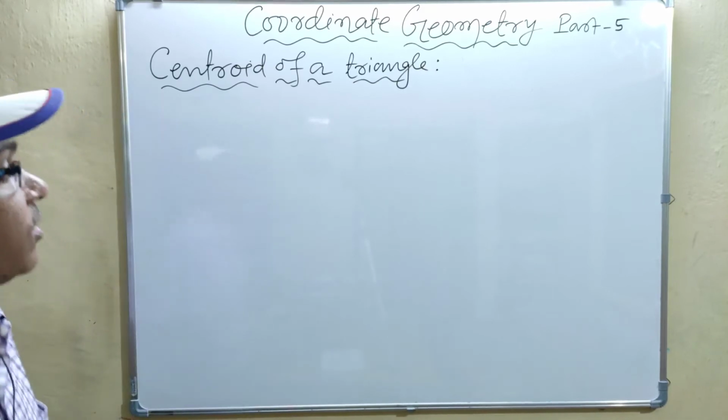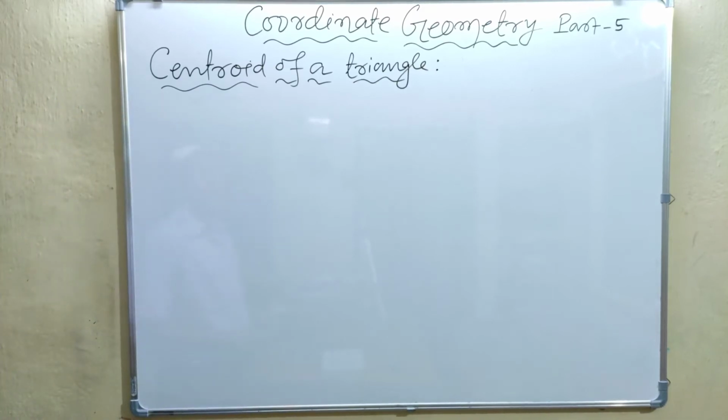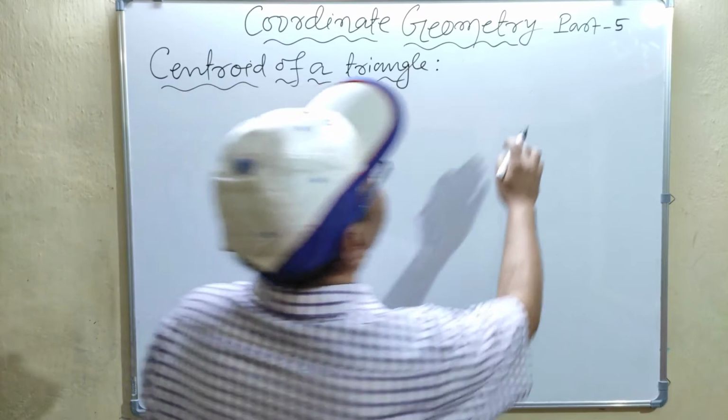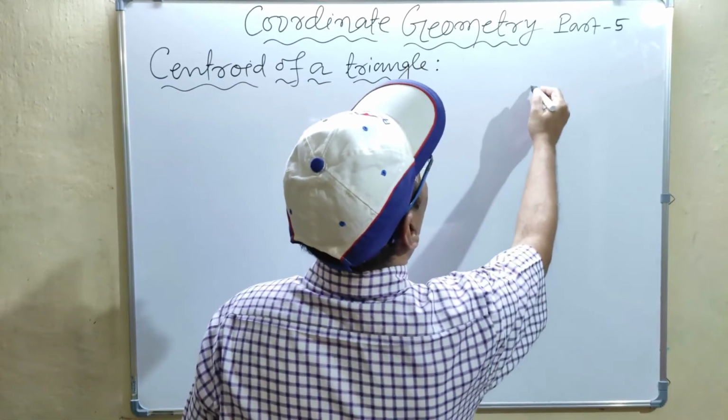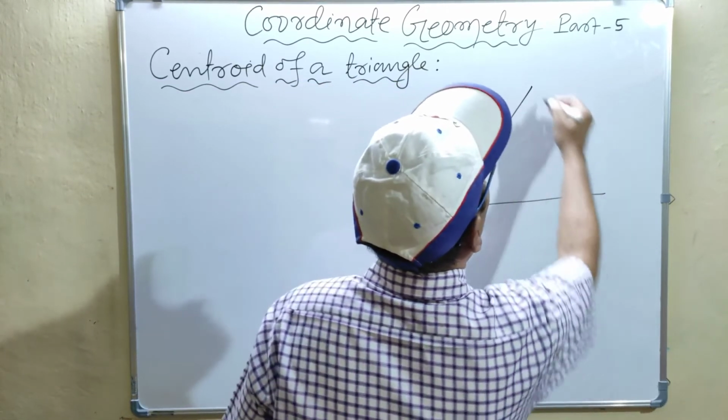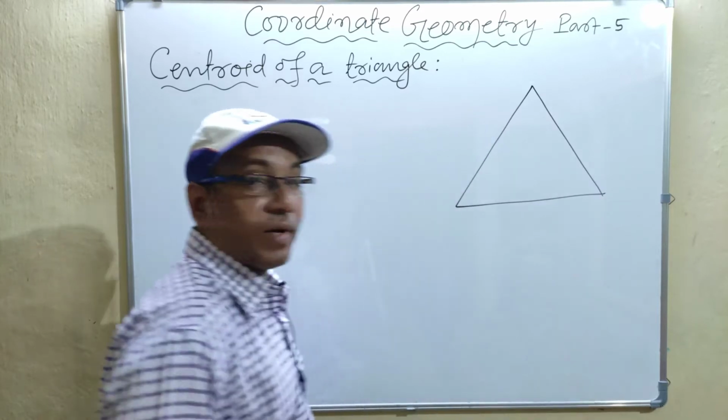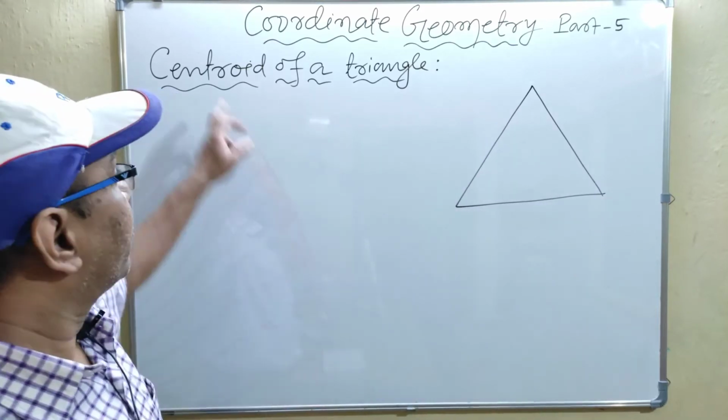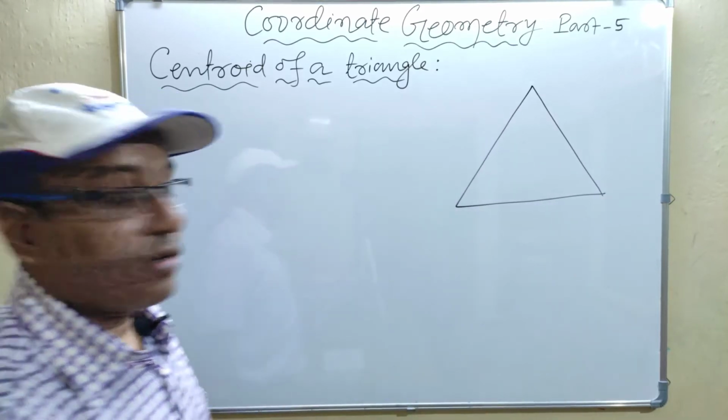In this part we are going to find the coordinate of the centroid of a triangle. Centroid is also called the center of gravity. There is a triangle. We have to find its center of gravity, or centroid.